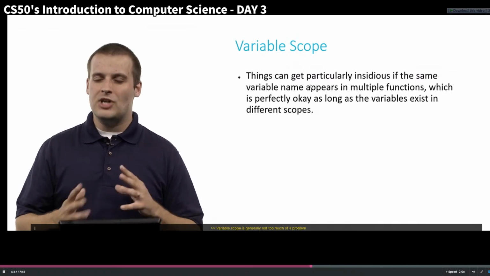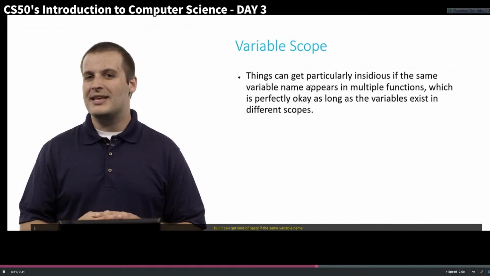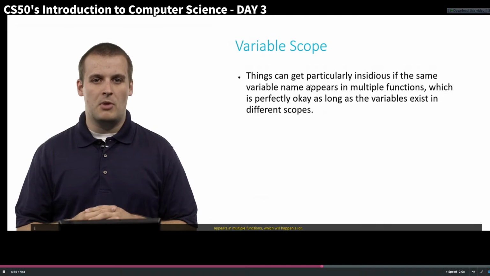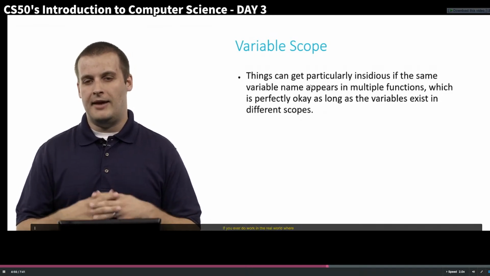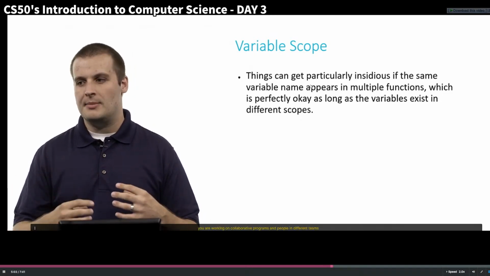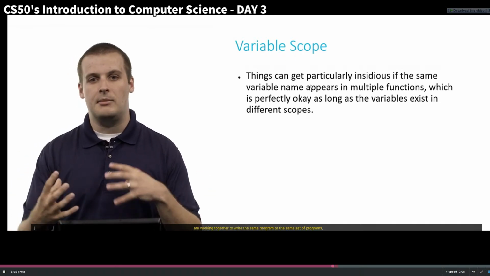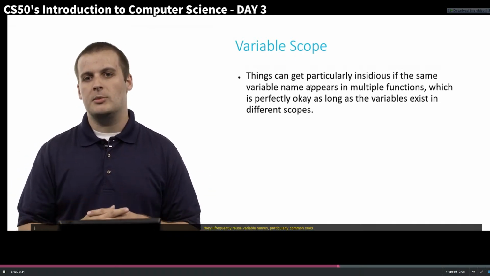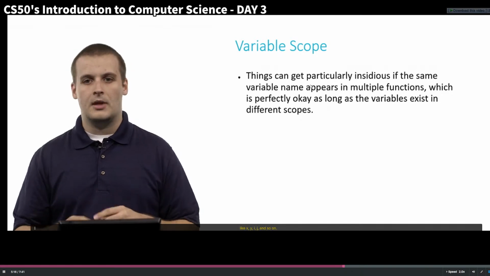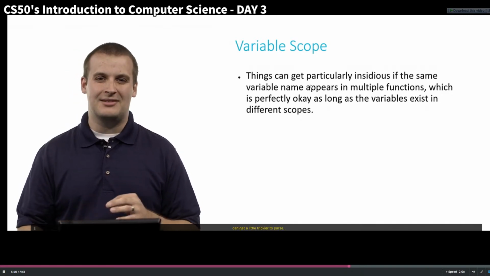Variable scope is generally not too much of a problem if you name all of your variables different things, but it can get kind of nasty if the same variable name appears in multiple functions, which will happen a lot if you ever do work in the real world where you are working on collaborative programs and people in different teams are working together to write the same program or the same set of programs. They'll frequently reuse variable names, particularly common ones like x, y, i, j, and so on. But when variables have the same name, scope issues can get a little trickier to parse.